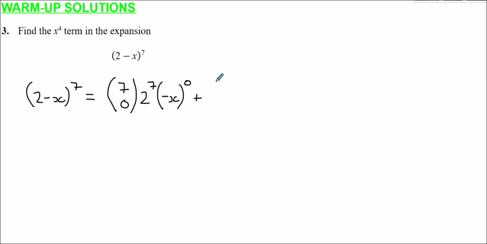We then, with consecutive terms, follow a certain pattern, and the pattern is this value here increases by 1 each time, so the next one will be 7 choose 1. This power here of 2 decreases by 1 each time, whereas the power of the final thing is going to increase by 1 each time. And so we're going to keep on going, and what's more, when we get confident with the pattern, we can just skip ahead to the term we're wanting, which is the x to the power 4 term.